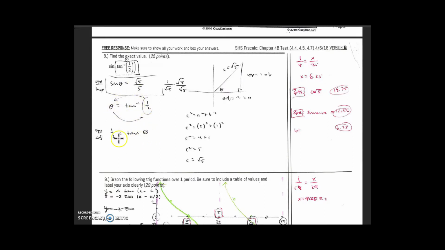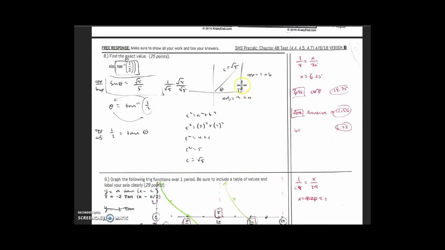equals tangent theta. Tangent is positive in quadrants all students take, so quadrants 1 and 3, but of the two quadrants, pick the easiest one, which is quadrant 1. Tangent is opposite over the adjacent, so from theta, opposite side, that's 1, adjacent, then you do the Pythagorean theorem.